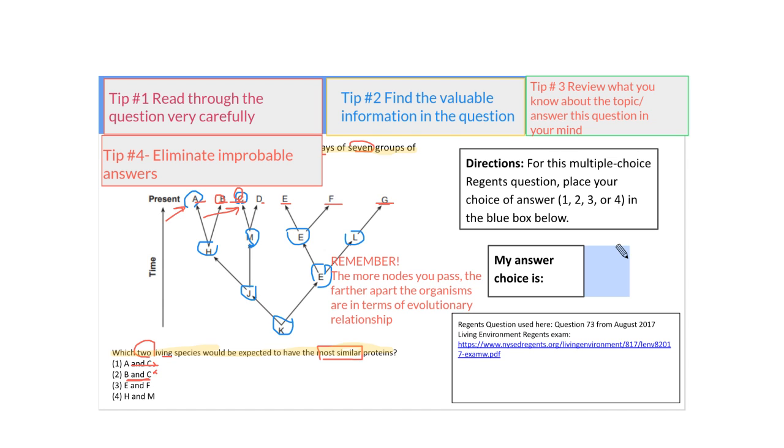What about E and F? Oh, it seems that they have one node in common and they just split up not that long ago. And what about H and M? So H and M, H is right here and M is right here. It seems the common ancestor is J, so therefore they split up a long time ago. I'm going to go ahead and say that the correct answer is E and F.